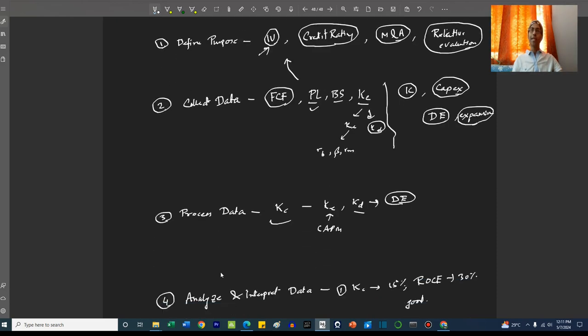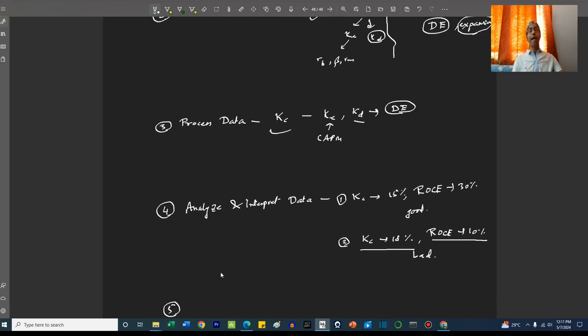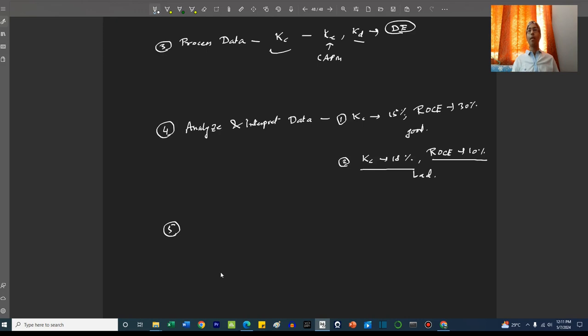After we have taken all these steps, that is, we have defined the purpose, we have collected the data, we have processed the collected data, we have analyzed and interpreted the data, what we do is we communicate recommendations. Recommendations means what, guys? It means whether to invest or not, whether to liquidate or not, like that. So buy, sell, hold. This is one way of recommendations, you can say.